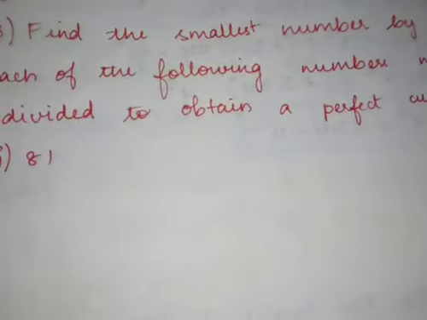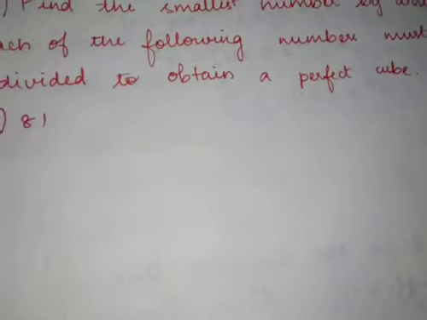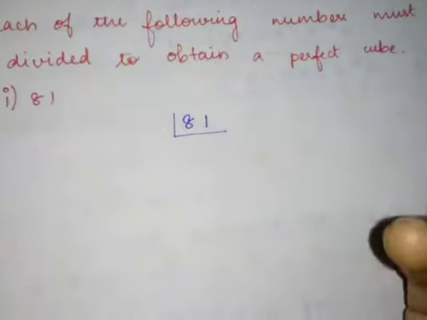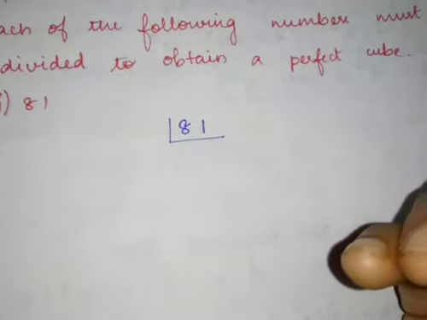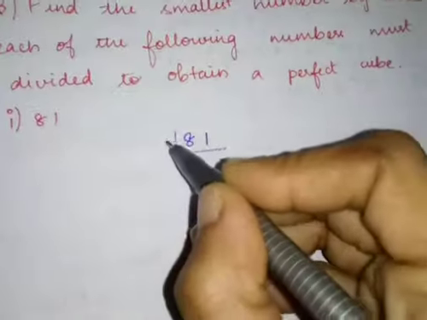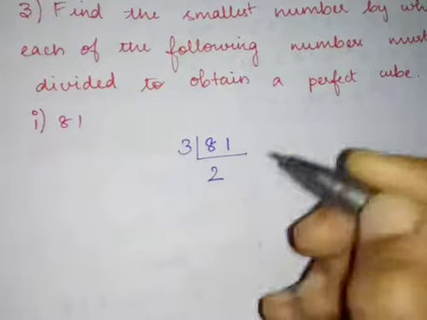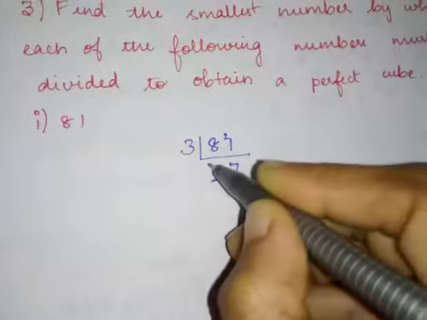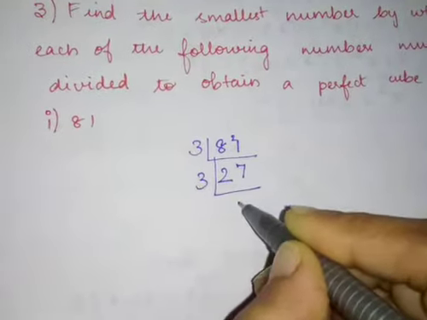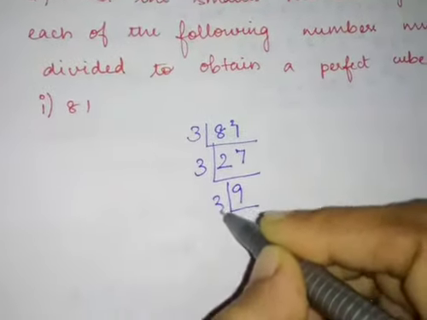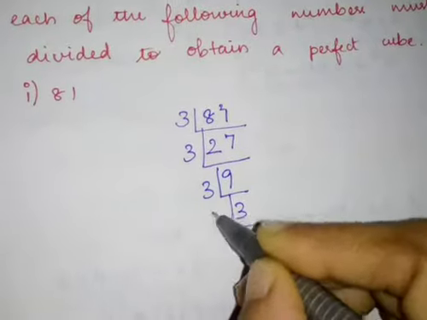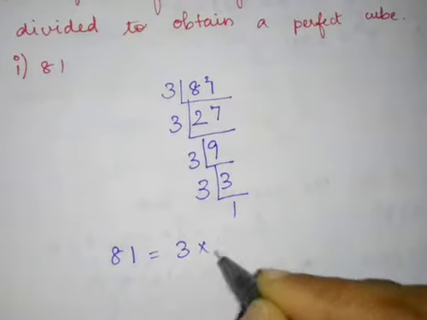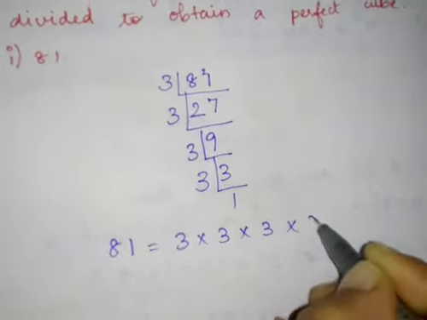So what is the first problem? 81. First, what we have to do? We have to do the prime factorization. Does 81 come in the 2 table? No. Next, it comes in the 3 table. 3 2s are 6, remainder 2, 3 7s are 21. Then the 3 table: 3 9s are 27, then 3 3s are 9, 3 1s are 3. So 81 can be written as 3 into 3 into 3 into 3.